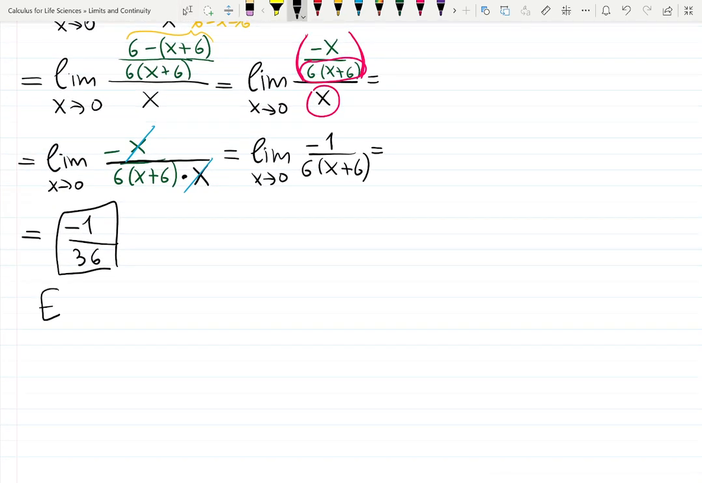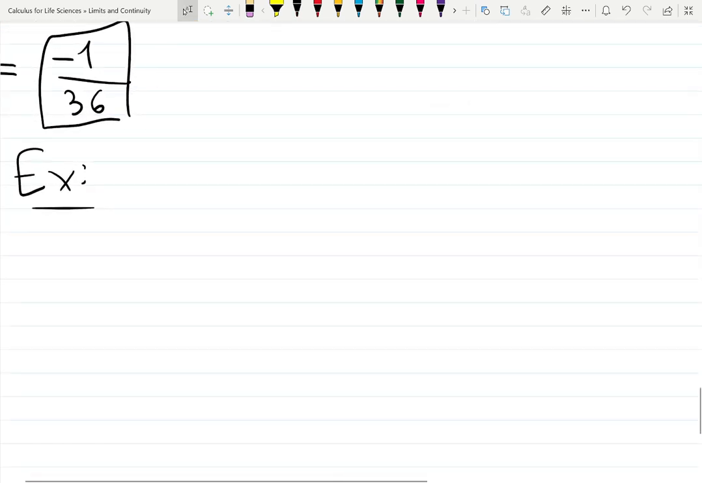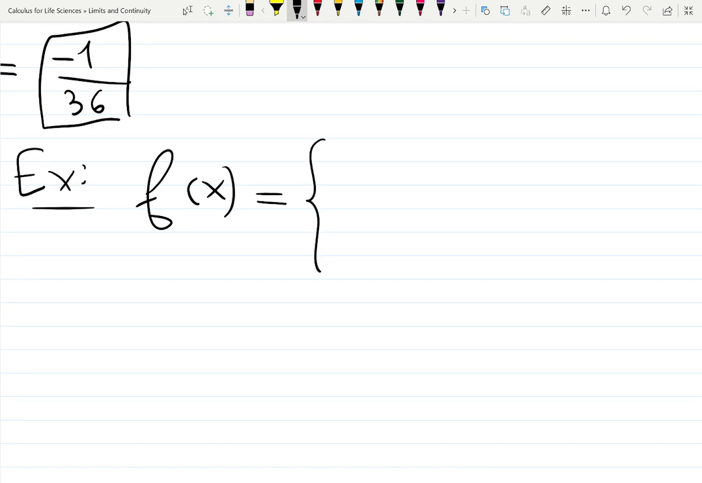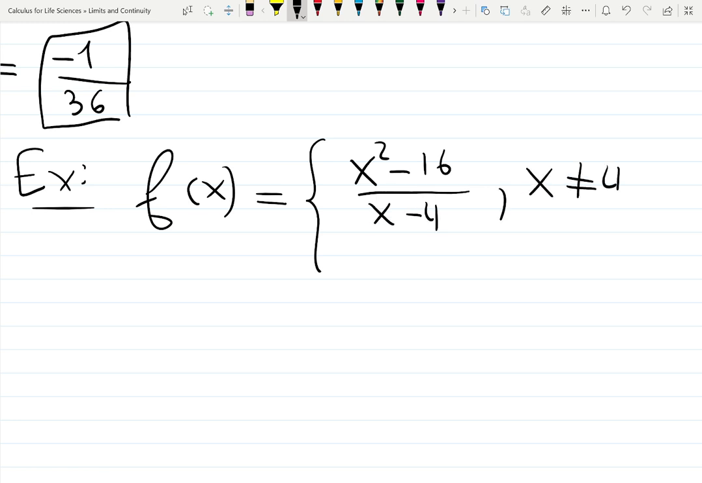Example, completely new example. Example about continuity. Let's go back a little bit to piecewise functions, which are x squared minus 16 over x minus 4 when x is not 4, but then it's 8 when x is 4. You see, it makes sense. At 4, we have division by 0. So at 4, they decide to kind of relocate to another place.